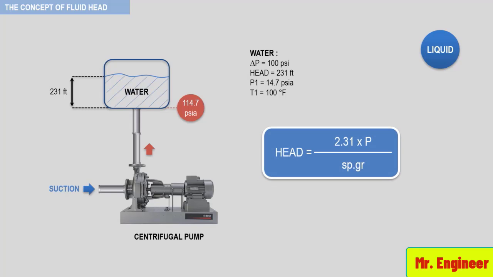Notice how it is independent of temperature. So the head of the liquid is expressed in feet and is equal to 2.31 times P, the pressure, expressed in psi, and the pressure here is the absolute pressure, divided by SPGR, which is the specific gravity of the fluid.